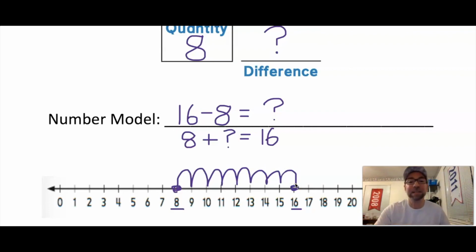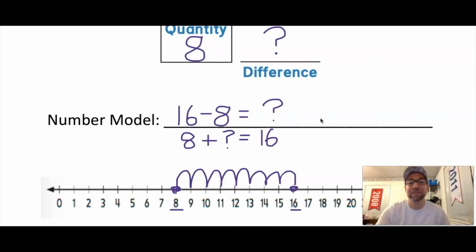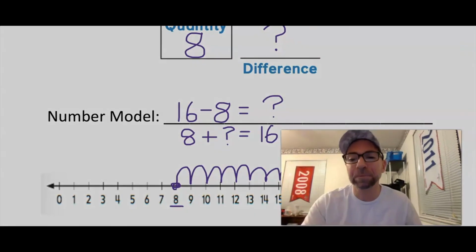Either way. So how much more Lego minifigures? 8 more Lego minifigures. Mrs. Attardi would have 8 less Lego minifigures. Whew! Awesome job, first grade. Today, we learned about the quantity difference diagram, and we learned how to solve comparison number stories.